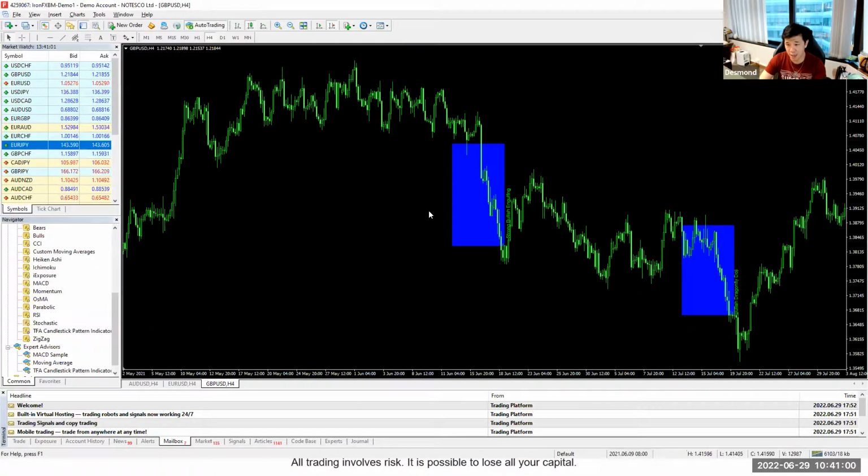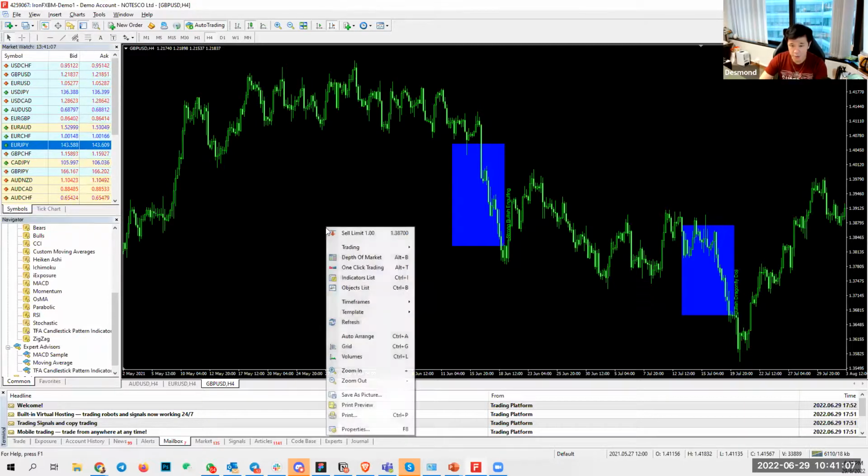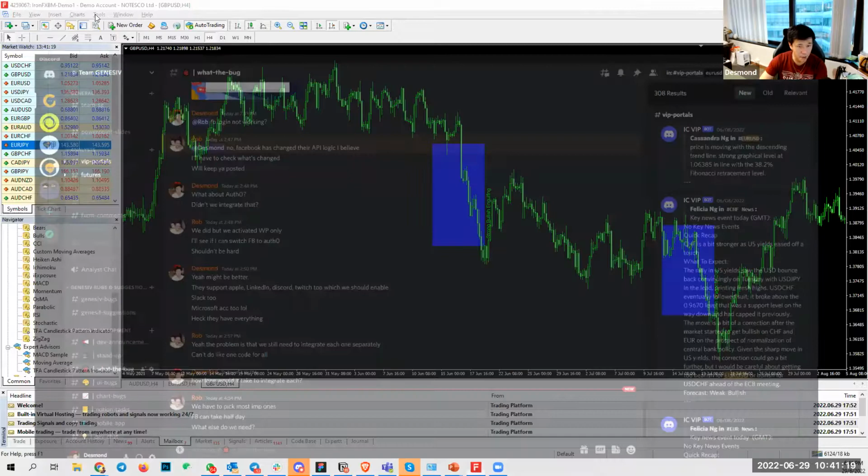This is an example of the candlestick pattern indicator. Let me see if I can find a pen. I don't have a pen over here. But you can see how it has found, in this case, a bullish engulfing candle. Very nice bullish engulfing, and that's a nice bounce.